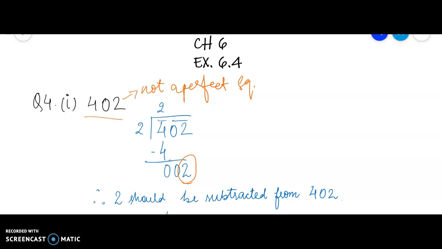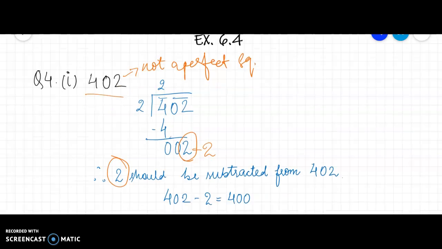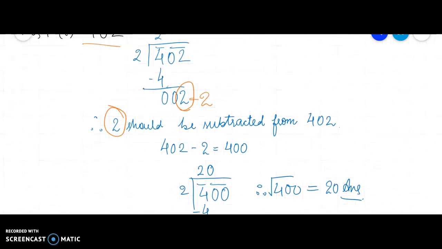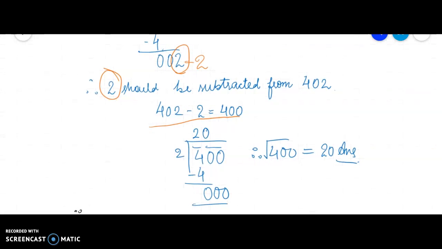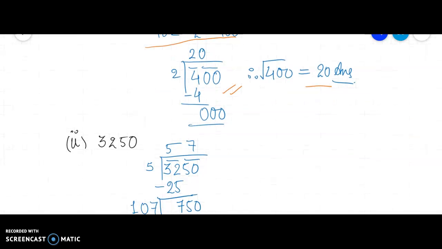So just think that if somehow this 2 is subtracted, this 2 is dissolved or is not there, then this number must have been a perfect square. So I can say that 2 should be subtracted from 402 to get a perfect square number. So I have subtracted and this is 400. Now you can see that yes, 400 is a perfect square of 20. This was the first part.